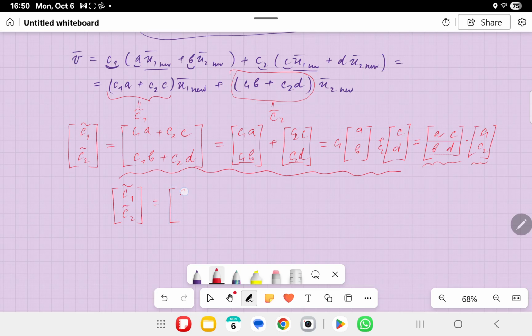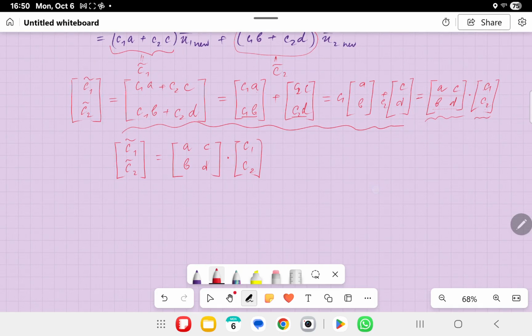So how do we find the new coordinates if we do know the old ones? What we have here, guys, are the old coordinates, this one, and the new coordinates.